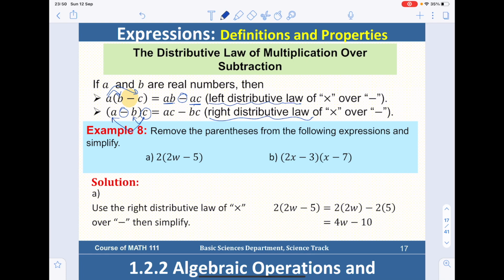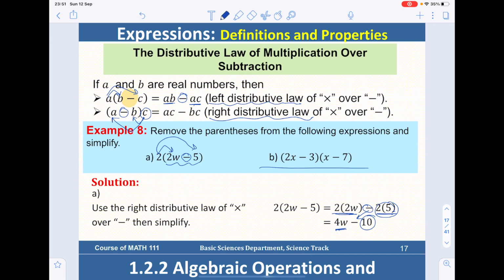Okay, for example, remove the parentheses from the following expression and simplify. We have 2 times (2w minus 5). So I'm going to distribute 2 to both terms inside the parentheses: 2 times 2w, then I put the negative, then 2 times 5. So I have 2 times 2w, then minus 2 times 5, and 2 times 2w is 4w. Then I put the negative, 2 times 5 equals 10.